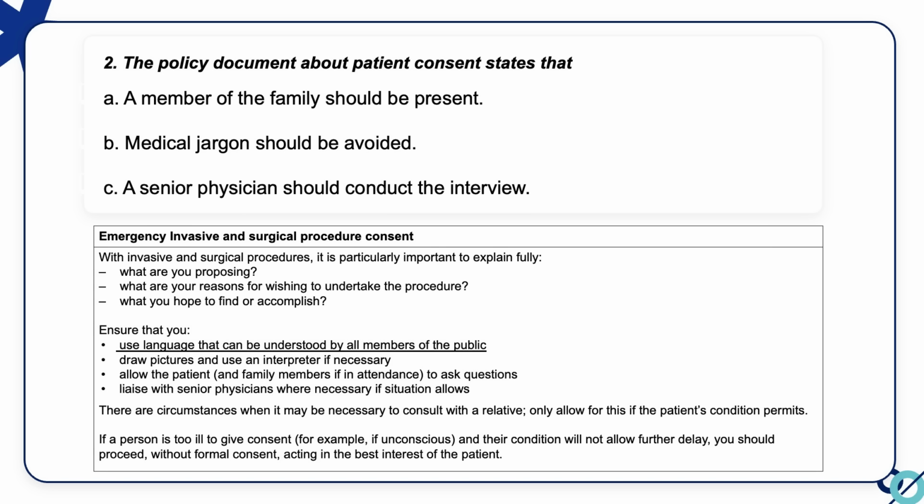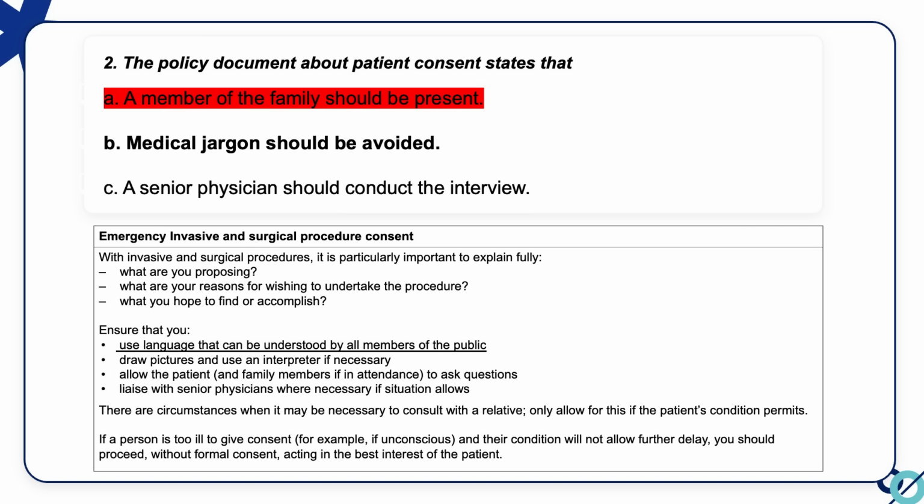For question 2, the correct answer is B. Medical jargon should be avoided. The text instructs you to use language that can be understood by all members of the public. This is a paraphrase of avoiding jargon. A is wrong because a family member is only needed if in attendance or if the patient's condition permits. It is not a blanket rule.